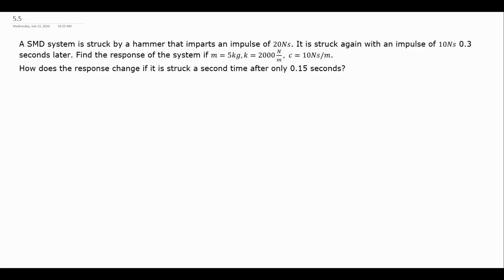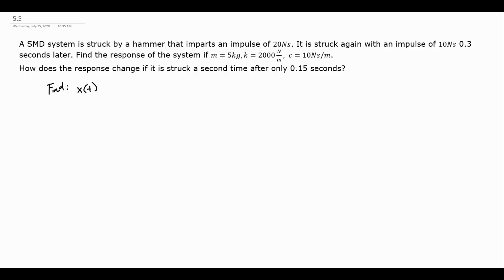In this problem, we have a simple spring mass damper system that we are going to apply two impulses to, a 20 Newton-second impulse, then we're going to wait a little bit and apply a second 10 Newton-second impulse. And we're trying to find the response of the system due to these two impulses. And we're going to do this two different ways.